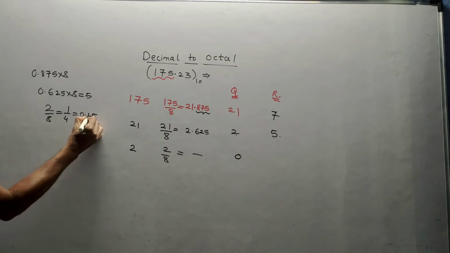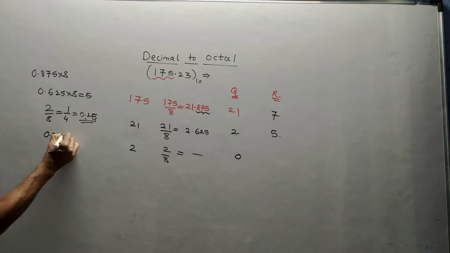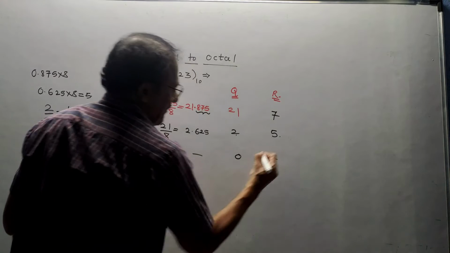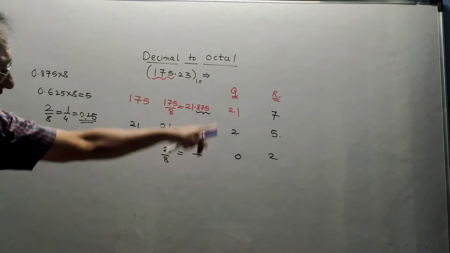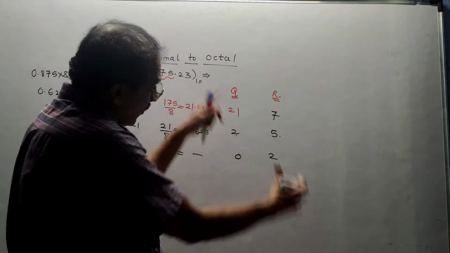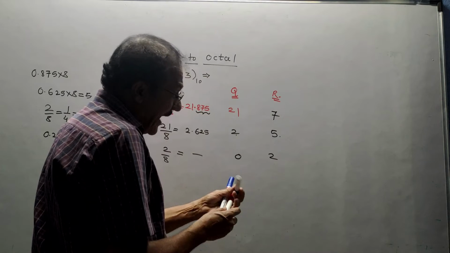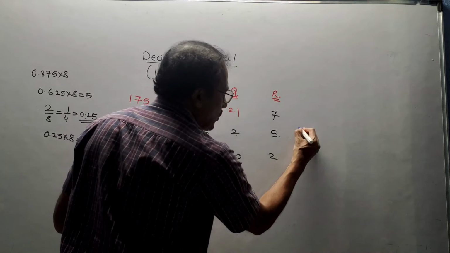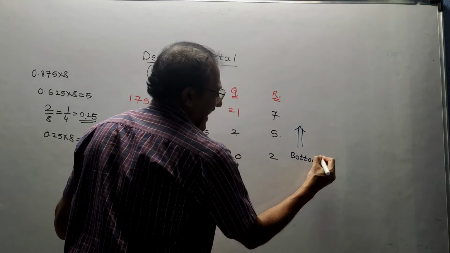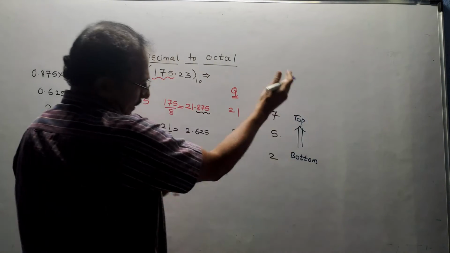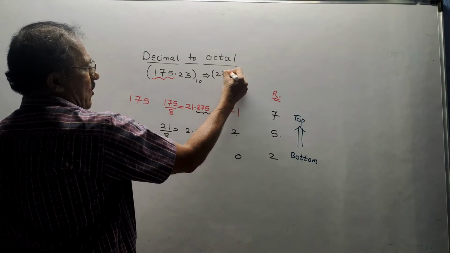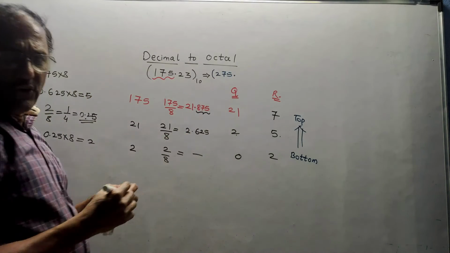Now the number after decimal is 0.25. Multiply 0.25 by 8. So the answer is 2. Consider this as a remainder. That's it. So you have completed this calculation for the integer part. Now similar to the earlier case, what we did for integer part, go on writing the answer from bottom to top. This is the rule for all integer values. Write the answer from bottom to top like this. So the answer is 275. So the answer of the integer part is 275 point.